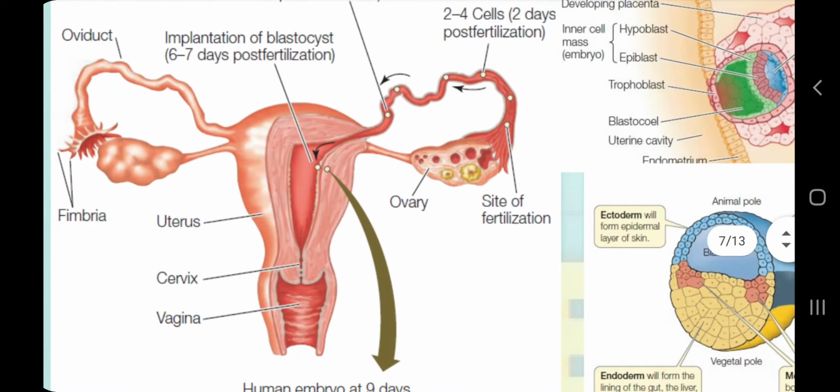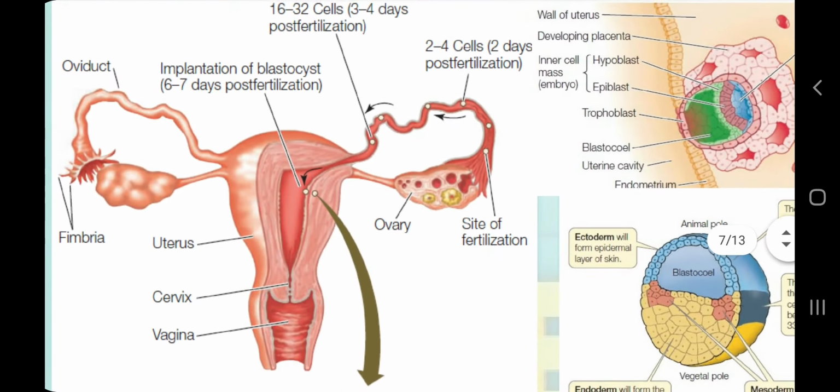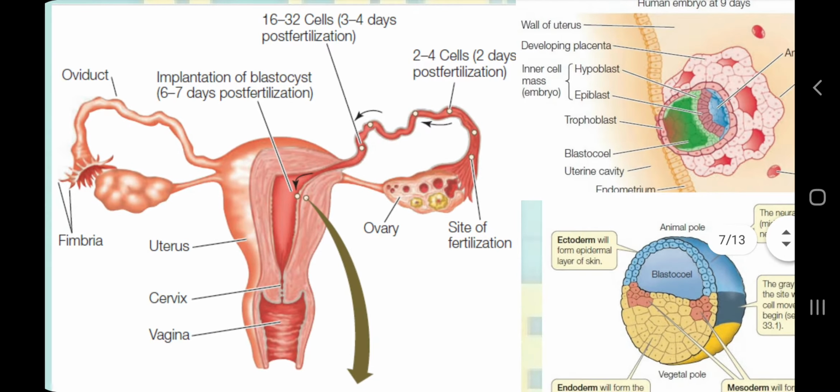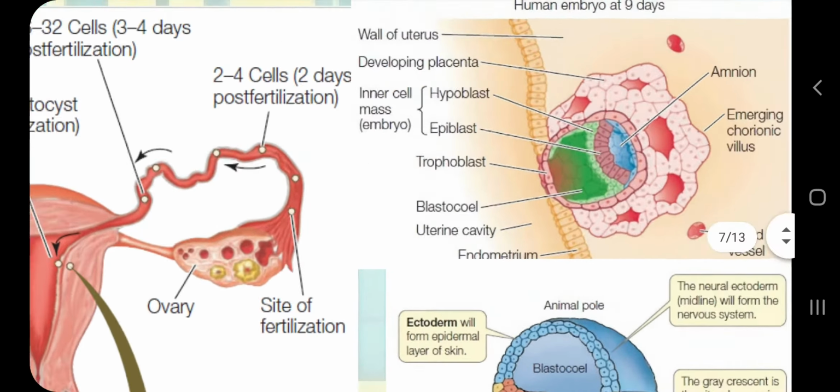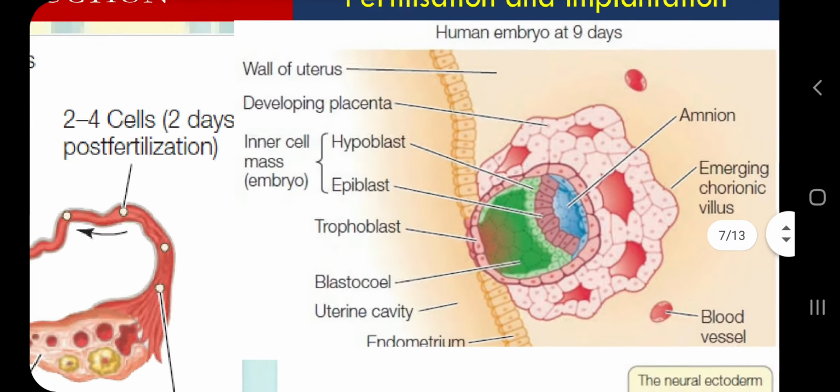So now, okay, let's talk about this diagram. This is a simple diagram, you can take a screenshot, and very simply you can understand how many days after fertilization the implantation of blastocyst happens. Here is the structure of blastocyst, which is important, okay.